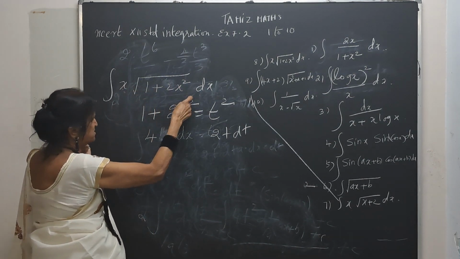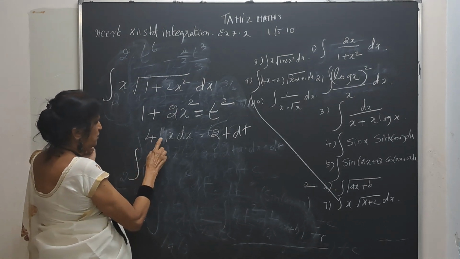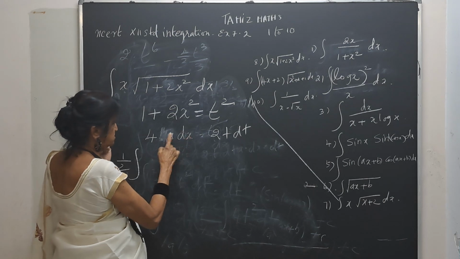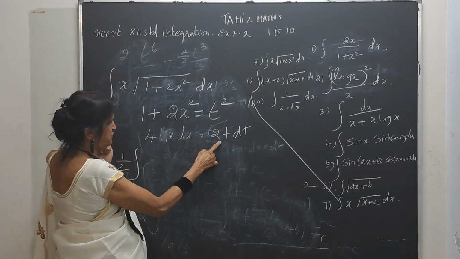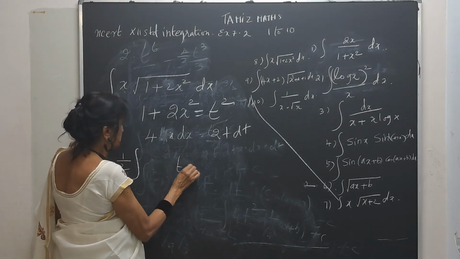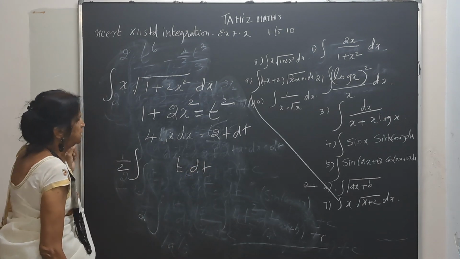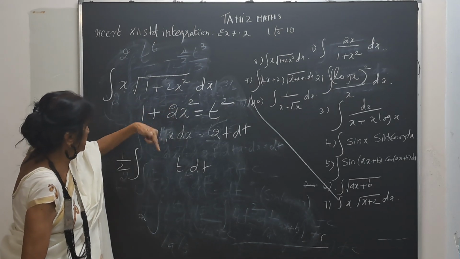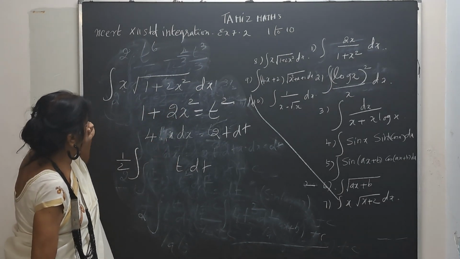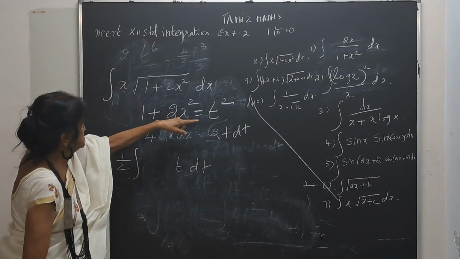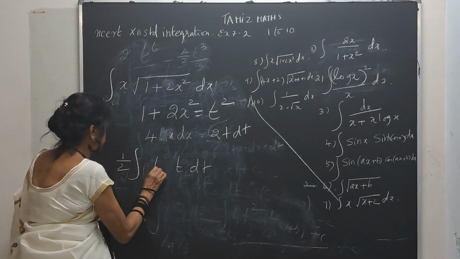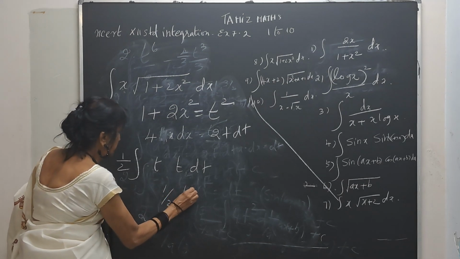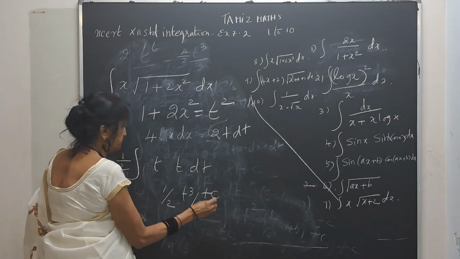Now you have x dx. What will be x dx? 1 by 4, no? So x dx is 1 by 2 t dt. Now this and this have been converted in terms of t. That will be 2t dt. Now what is this? It is root of t square, so it is t. T square it is. So half t cube by 3 plus c.